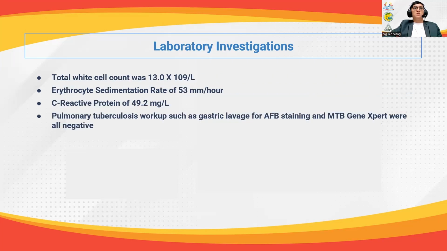For the lab investigations, the total white cell count was 30. The erythrocyte sedimentation rate, ESR, was 53. CRP was also raised, which is 49. Primary tuberculosis workup, such as gastric lavage for AFB staining and MTB GeneXpert, were all negative.